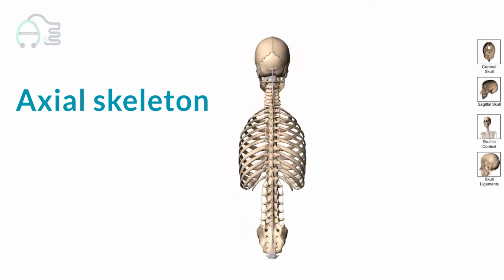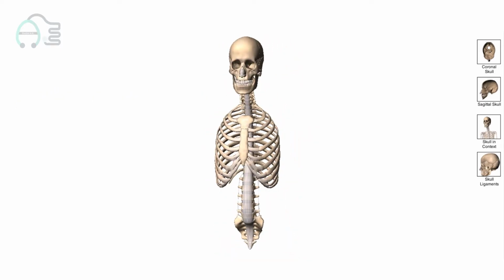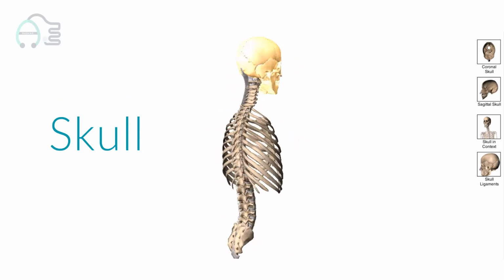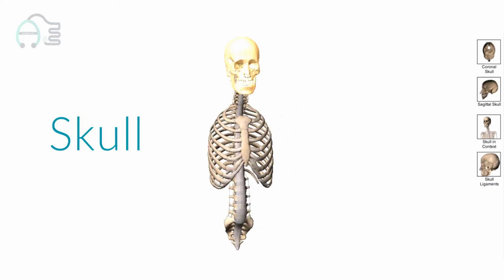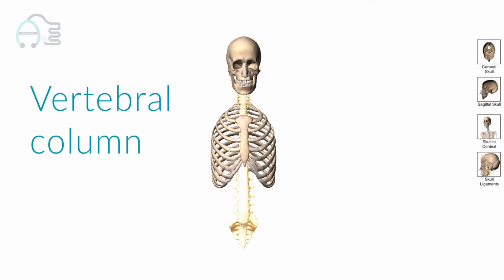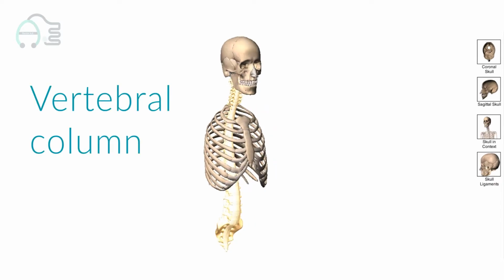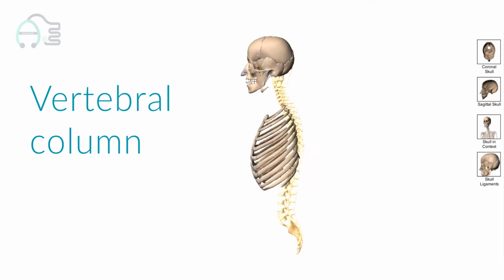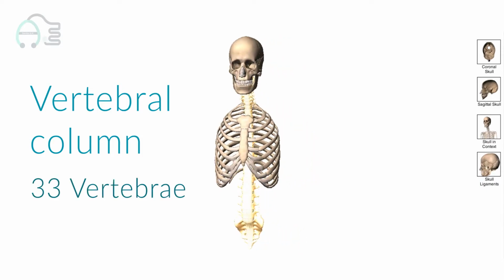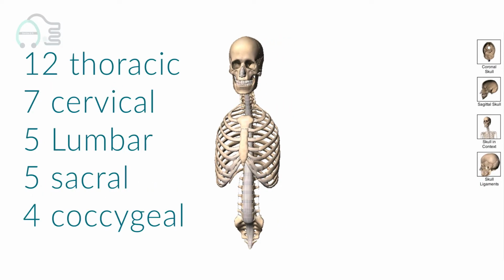Division of the human skeleton. Axial skeleton, which consists of the following structures. Skull, which is the bone of the head that consists of 22 different bones in the cranium and the face. Vertebral column, the flexible column that connects the trunk of the human body to the skull and appendages, is composed of 33 vertebrae, which are 12 thoracic, 7 cervical, 5 lumbar, 5 sacral, and 4 coccygeal.